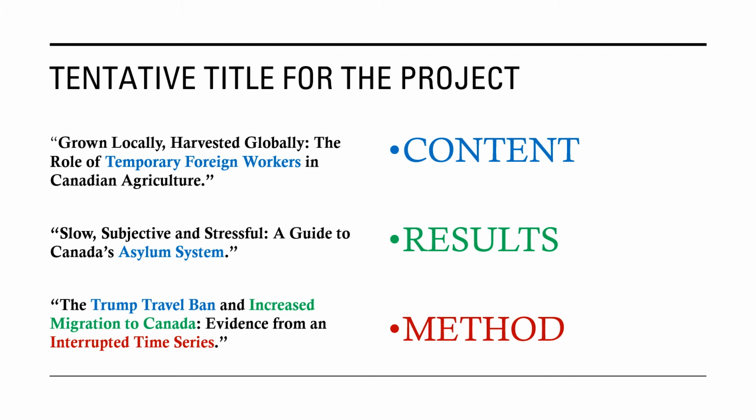Let's go back to those original 3 titles and look at them for content, results, and method. Grown locally, harvested globally. The role of temporary foreign workers in Canadian agriculture. It's an interesting title and outlines the content, but nothing about the results or the method of the paper. You don't really know what kind of study it is.